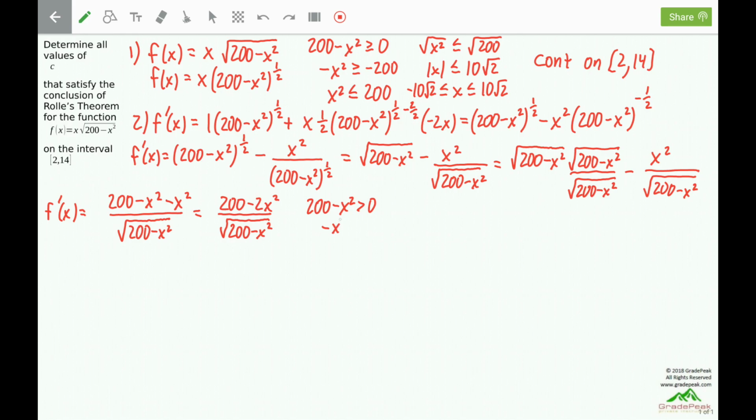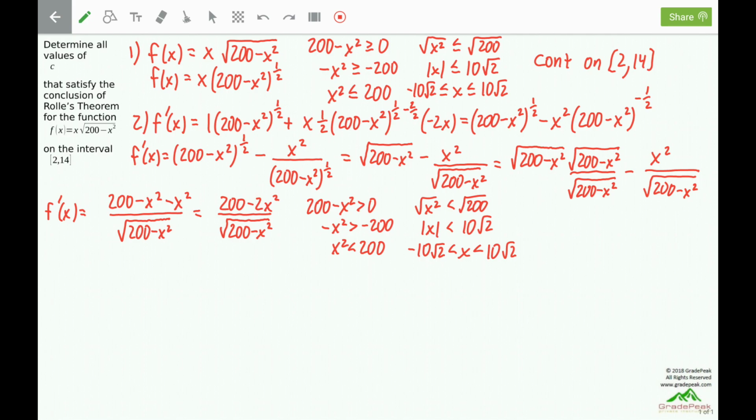We can solve for x by subtracting 200 from both sides. Multiply both sides by a negative 1, which flips the inequality. Take the square root of both sides. The square root of x squared is the absolute value of x. The square root of 200 once again becomes 10 square root of 2, and we can remove the absolute value symbols by putting x between the positive and negative of that 10 square root of 2. There's the interval required for the derivative to be continuous.